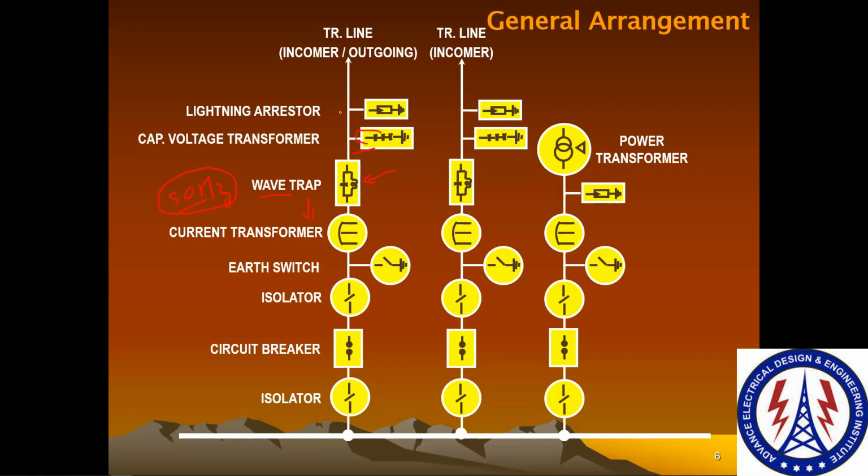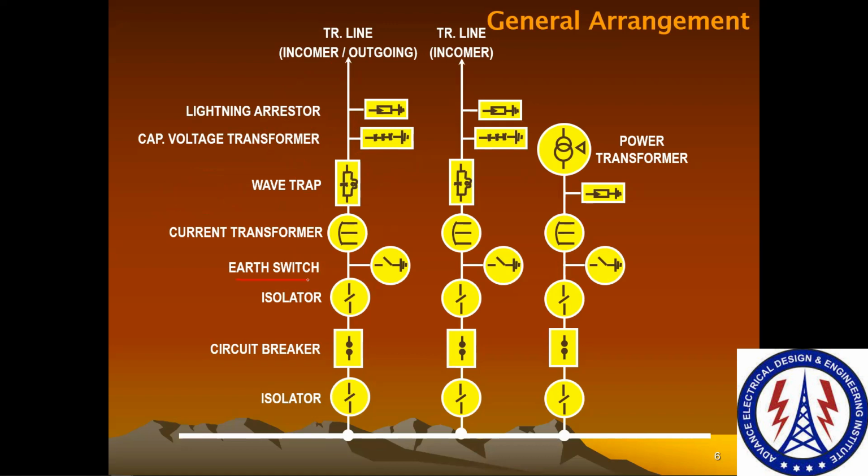Now you see why we are connecting all this equipment. LA first, obviously. We cannot put this wave trap here or there; the purpose will not be served. The same way, the CVT will not be put downside; the purpose will not be served. So this is why we need to put the wave trap in this position. Then we have a current transformer, as I told you, CT. Then we have the earth switch.